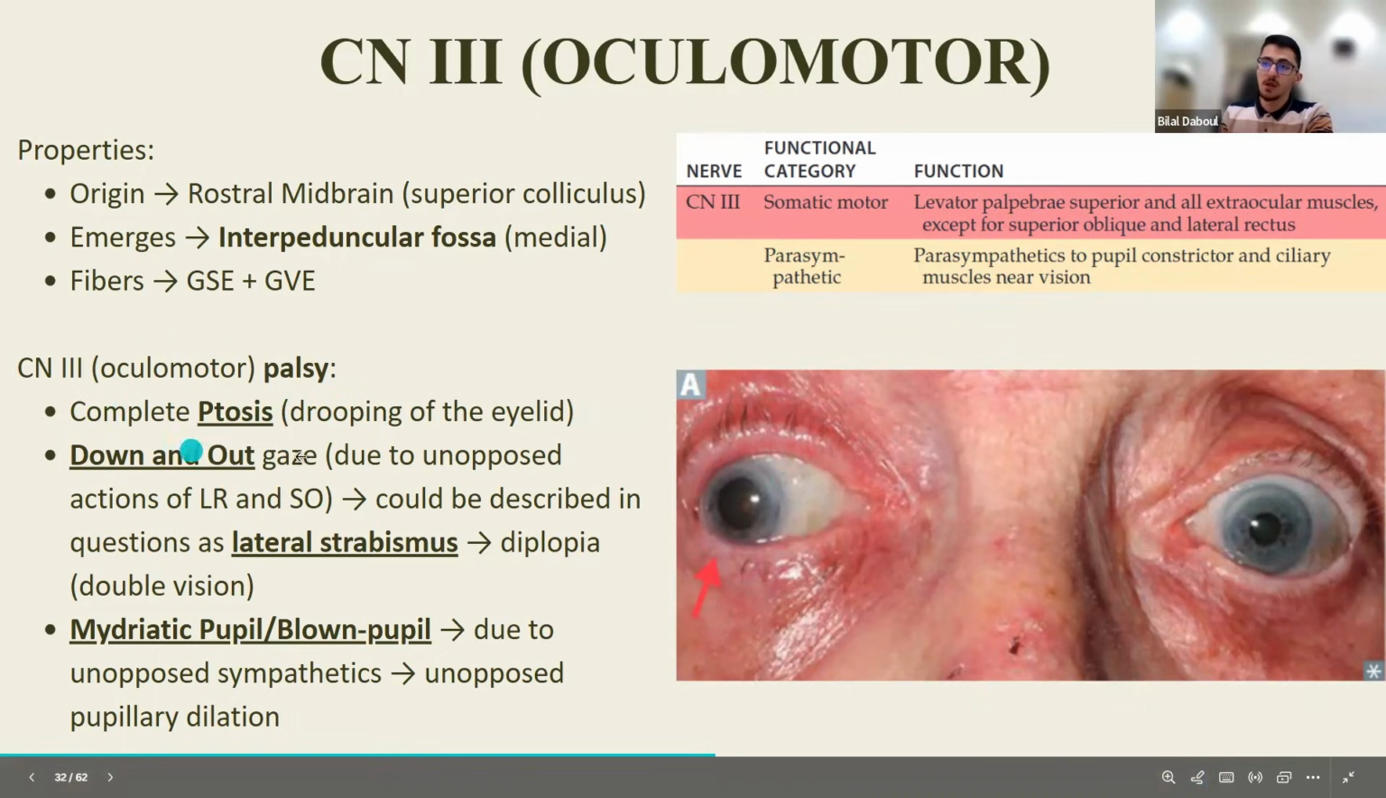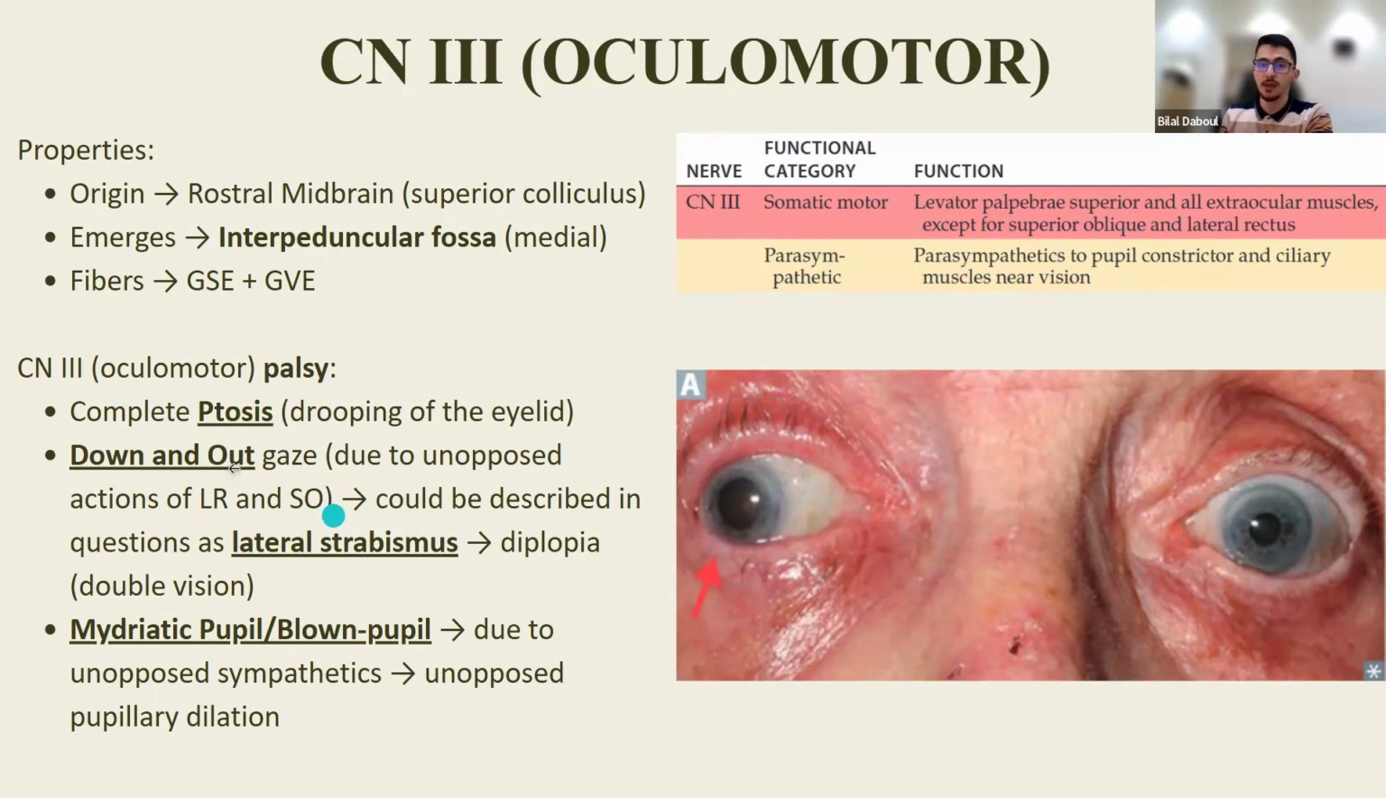So you would have down and out gaze secondary to unopposed actions of the lateral rectus and superior oblique. In questions, this could be described as lateral strabismus. Strabismus simply means crossed eye. So the eye would be deviating abnormally secondary to weakness of a particular muscle. So in this case, because the medial rectus is not operating well enough, because you have oculomotor palsy, the lateral rectus will pull on the eyeball very strongly, making it deviate to the side. And this is referred to as lateral strabismus. This will present with diplopia or double vision. So they could describe it to you in a case as having double vision generally, because you have extraocular muscle weakness, and this will precipitate diplopia.